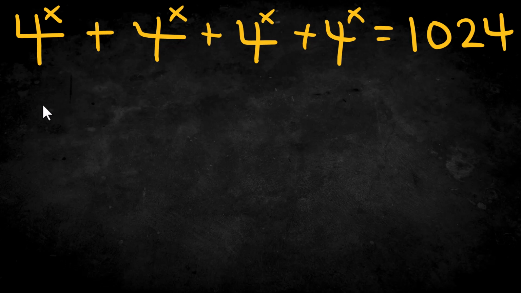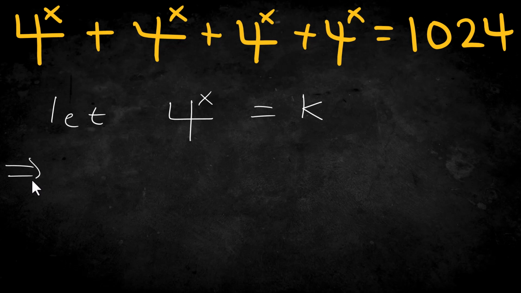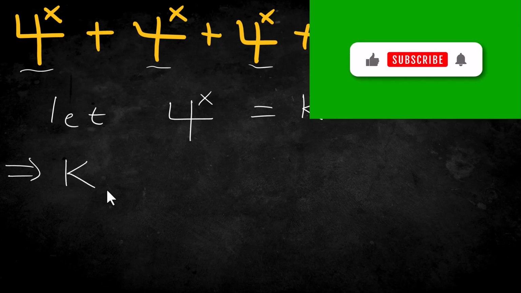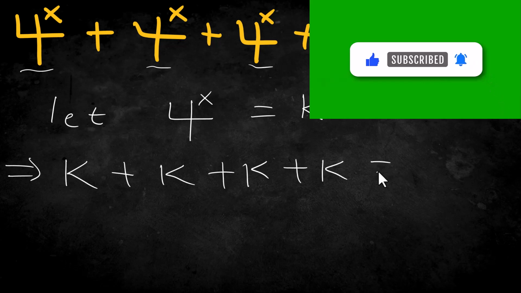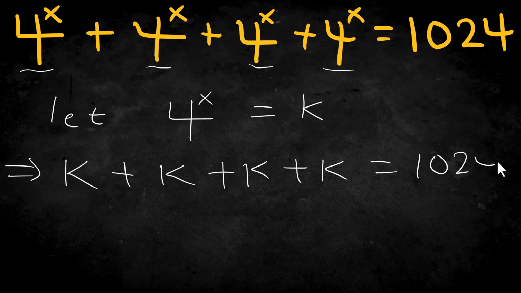Now, step 1, we can let 4 raised to the power x be a variable, say k. Okay, so we can do substitution here. Or make this side k, k, k, so we have k plus k plus k plus k equals 1024. So we can add the left hand side.